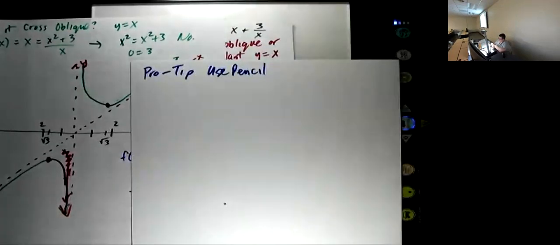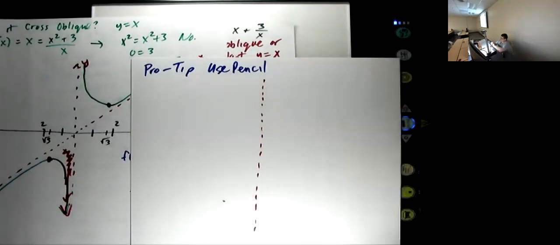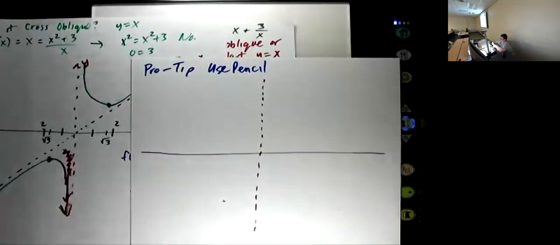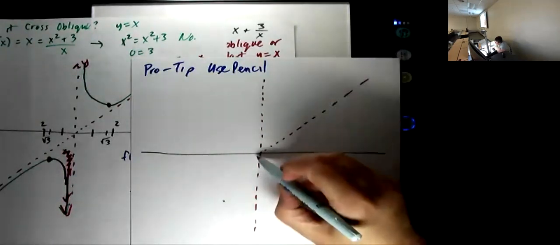So we have a vertical asymptote. We have our x-axis. We have our oblique asymptote.